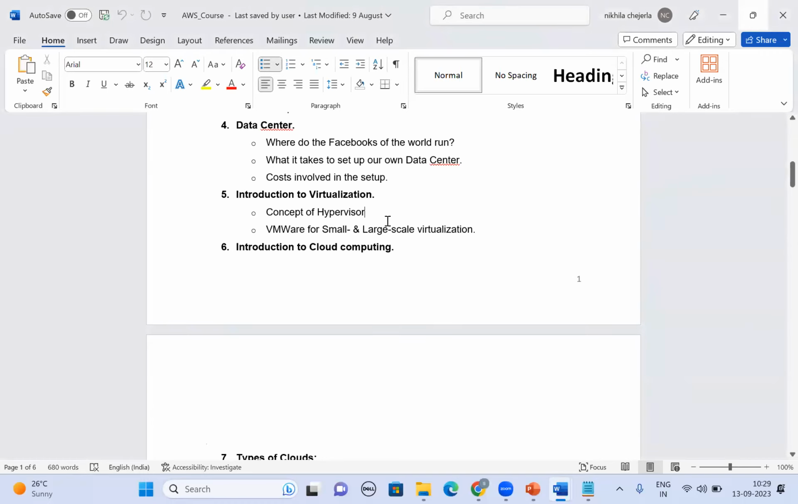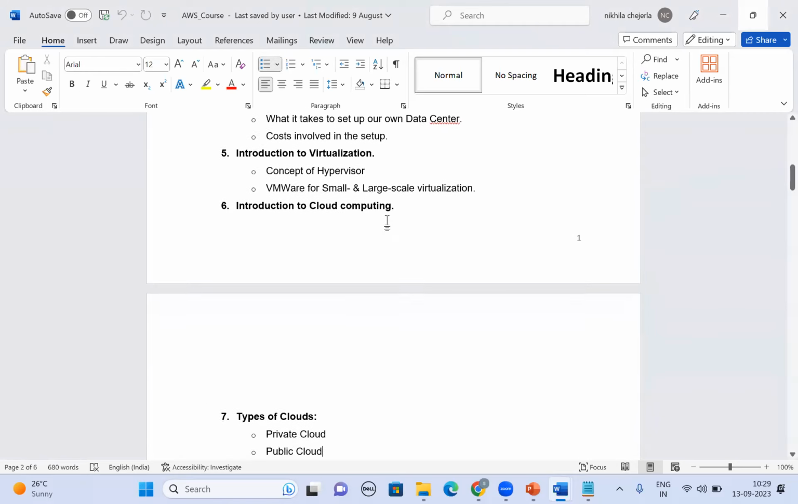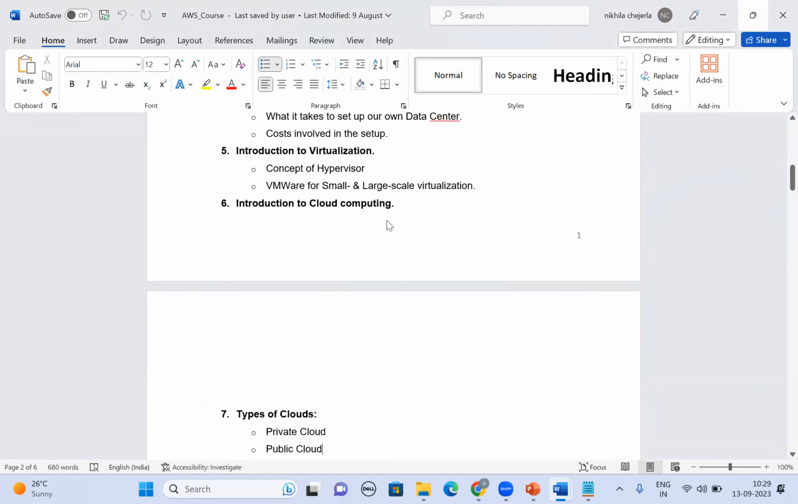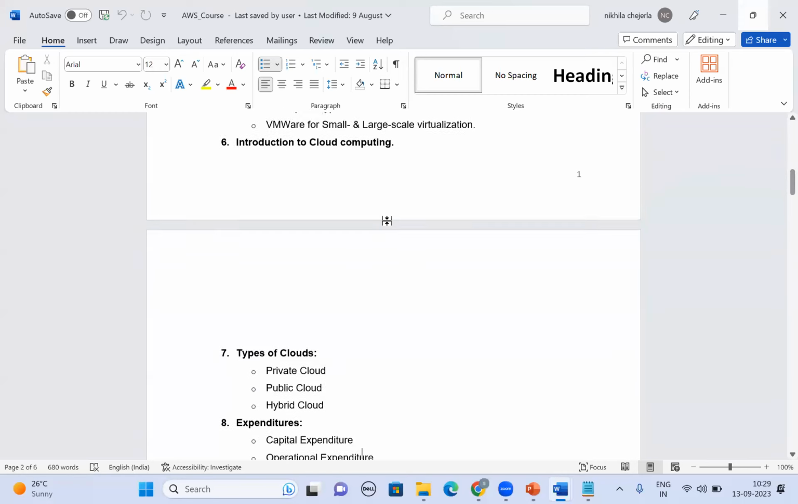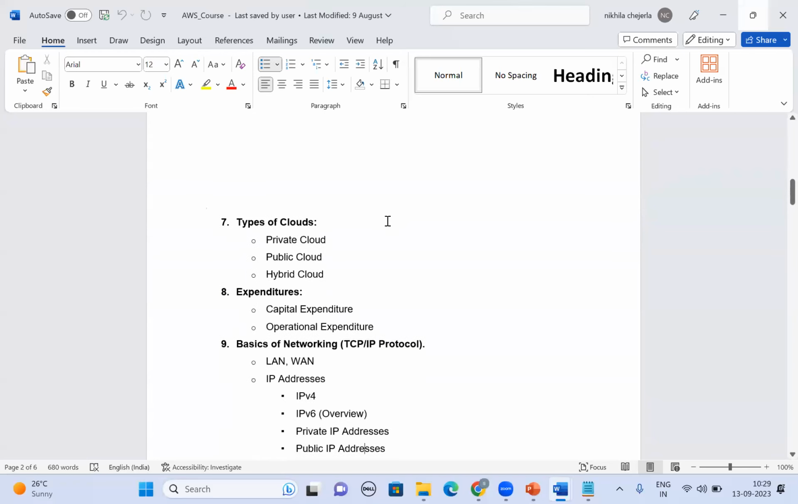So that is what virtualization is. Based on virtualization only, the whole IT industry is running. Various virtualization platforms have come into the market, and the latest one, as you are seeing everywhere, is cloud. The cloud is nothing but another naming convention for virtualization. Further into the course, we will discuss the types of clouds, whether private cloud, public cloud, or hybrid cloud, and we'll also discuss the expenditure.